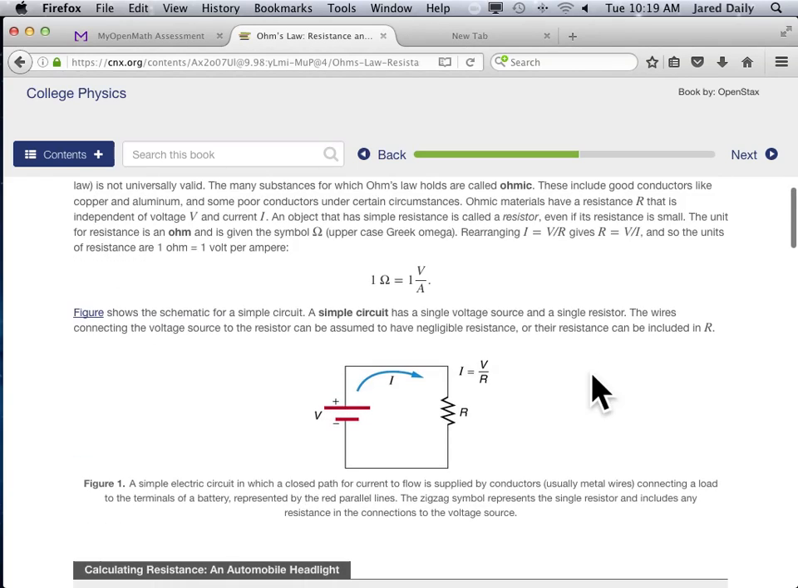But Ohm's law works most of the time. So technically, it's not a real law. Physics laws are supposed to work all of the time.